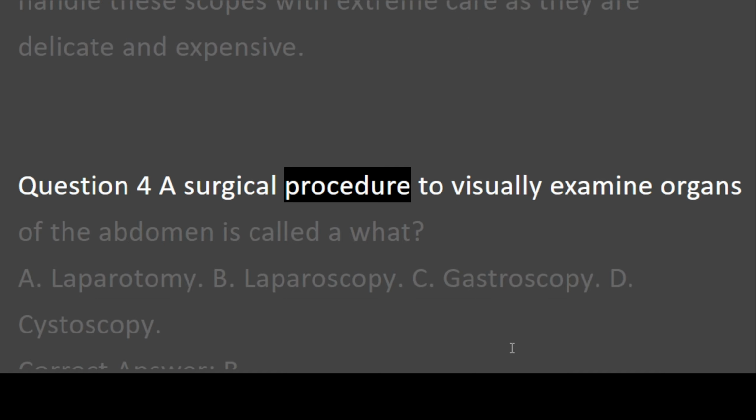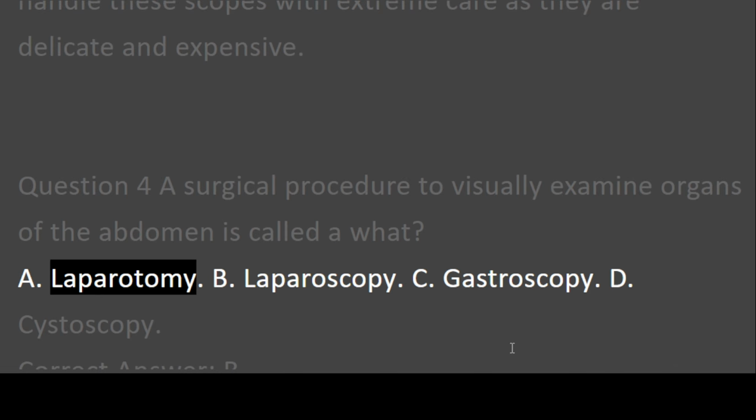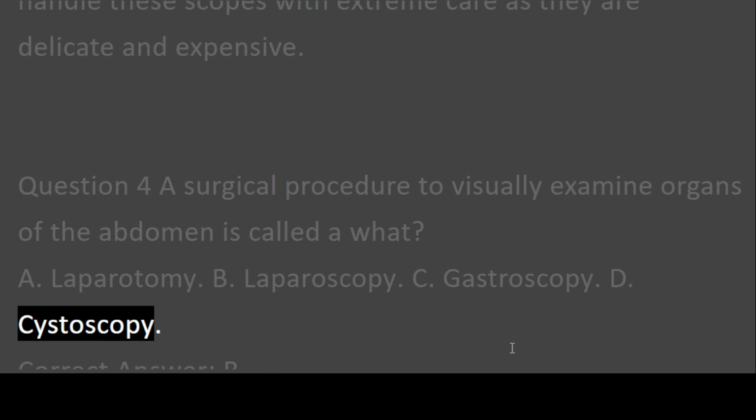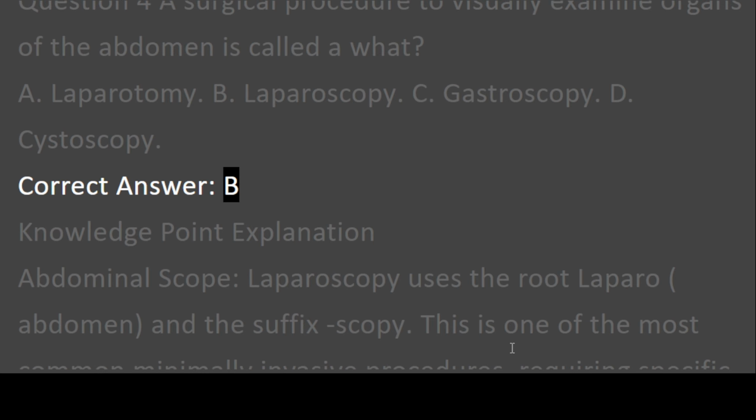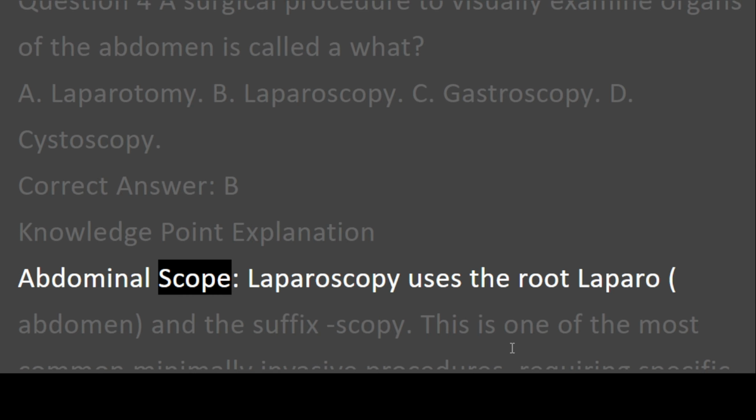Question 4. A surgical procedure to visually examine organs of the abdomen is called a what? A. Laparotomy. B. Laparoscopy. C. Gastroscopy. D. Cystoscopy. Correct answer, B. Knowledge point explanation. Abdominal scope.